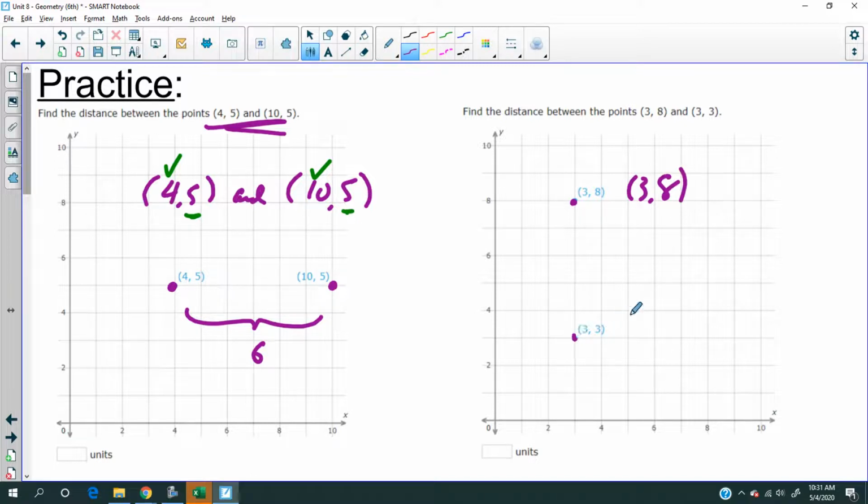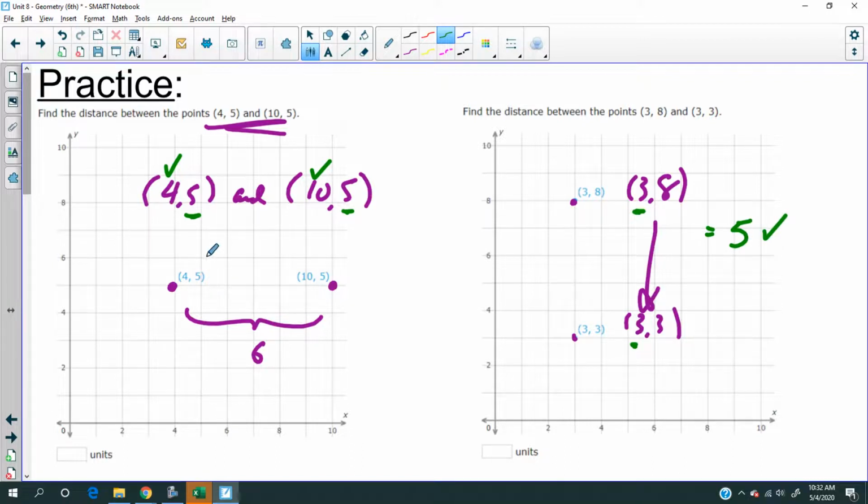And this one is 3, 3. So the question is, how far is 3, 8 from 3, 3? Well, let's look again. Which other values are the same? Yeah, these two 3s here, right? The x coordinate. So the question for all of you is, how far does it go from 8 to 3? Or 3 to 8? How far does it take? Yeah, 5 places, right? And that's how you do it.